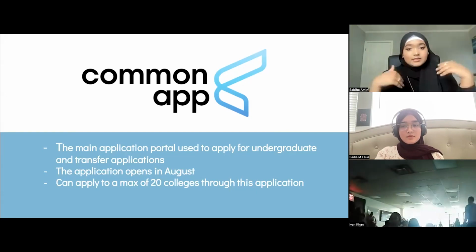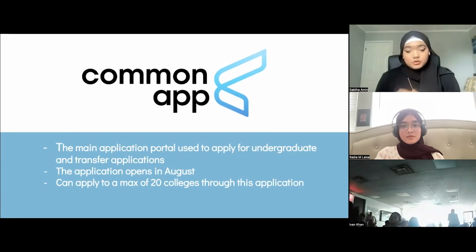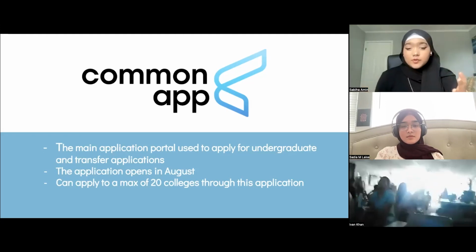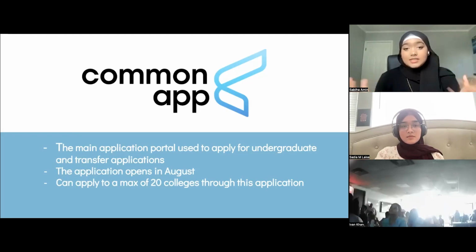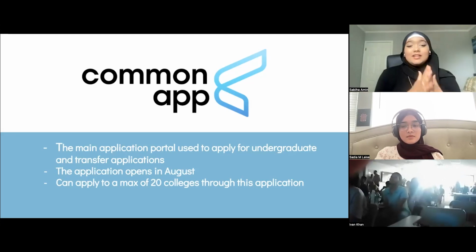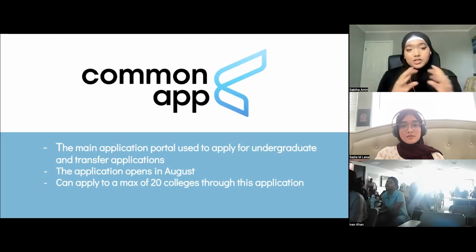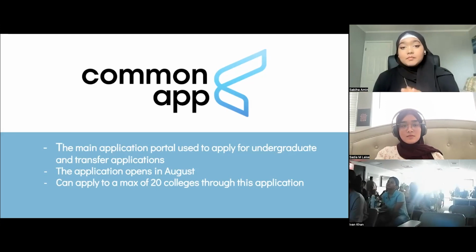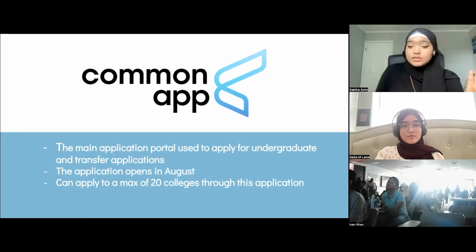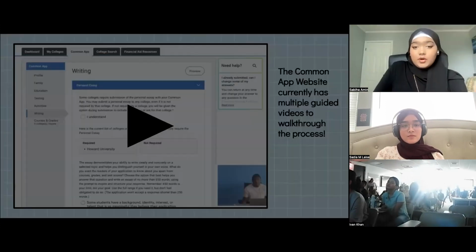As seniors in high school, you'll probably use the Common App to apply to the majority of your schools. If you're a rising senior, this is extremely prevalent right now, but the application opens in August. That's when you can access it and put in all your information, extracurriculars, and essays, and really start engaging with it. The maximum number of schools you can apply to on this portal is 20 colleges, but there are other portals in which you can apply to more.